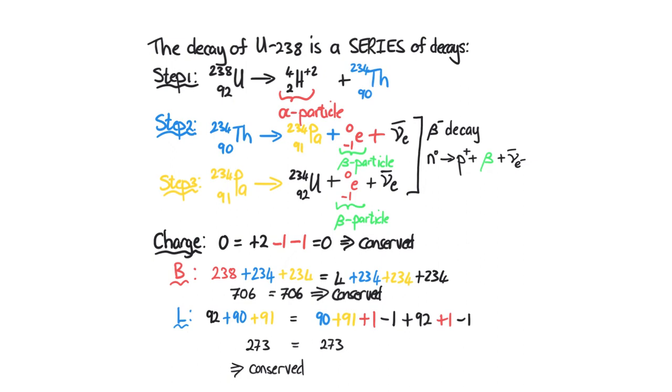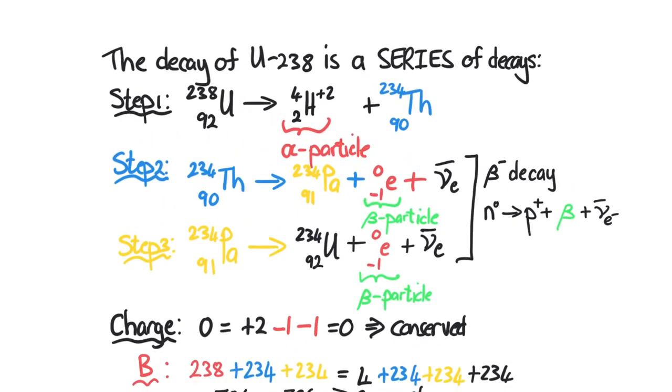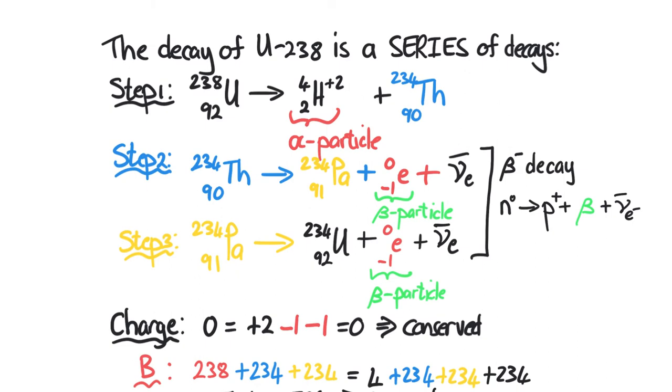So looking here, the decay of U238 is a series of decays. These transmutations are taking place. We'll learn more about this later on in the course. So step number 1 is where the uranium-238 decays into the alpha particle plus the thorium atom as we saw it there.